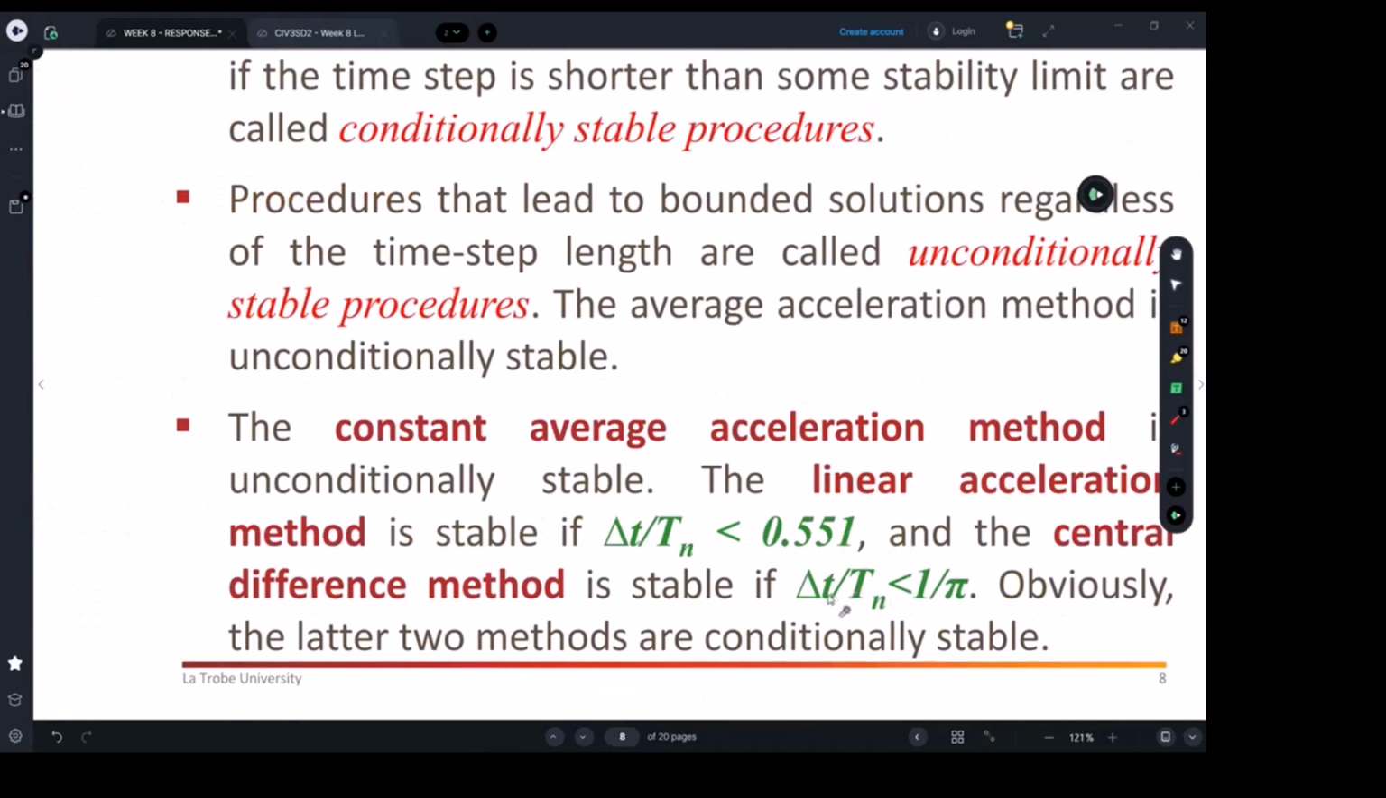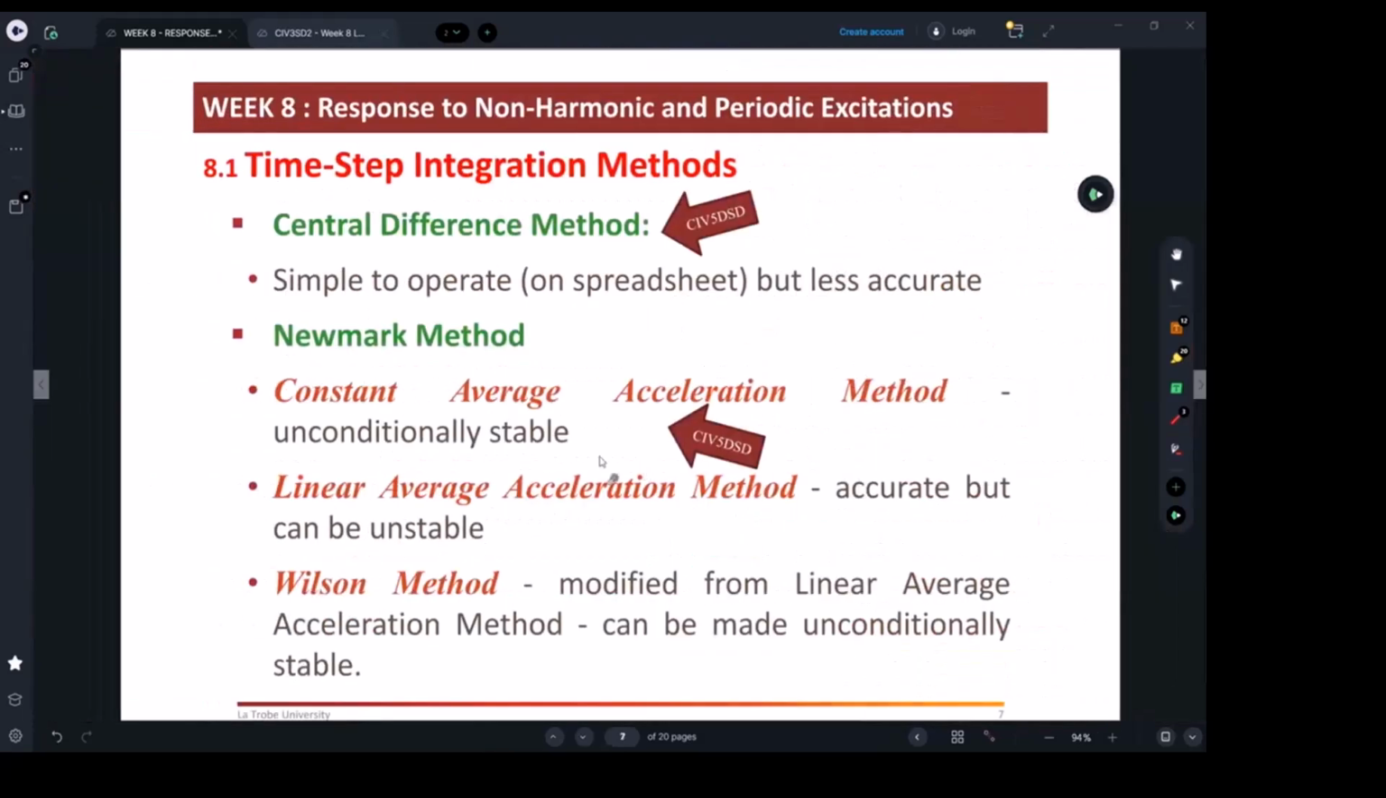That's what the researcher who developed this method, Newmark, came up with. He found that the ratio between the time step that you've selected and the natural period of your structure should be less than 0.551 in order to get appropriate results. Otherwise, your results, for example, you can try when you start modeling.